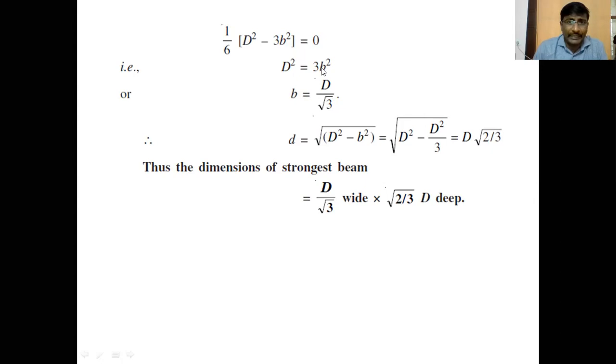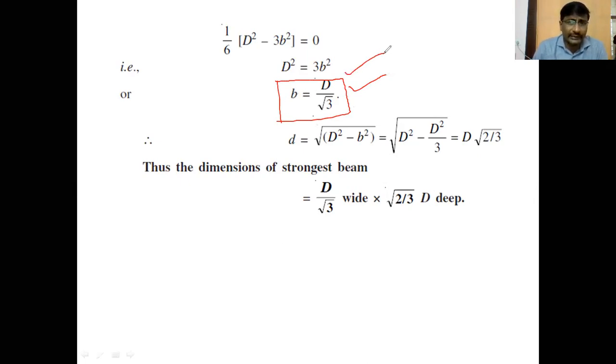From this, we should know how much breadth we should maintain for the strongest rectangular beam. So b equals D by root 3. The breadth b of the rectangular section we should cut from the circular section is 1 by root 3 times the diameter of the circular section. If we maintain the breadth of the rectangular section as D by root 3, then that section is strongest.